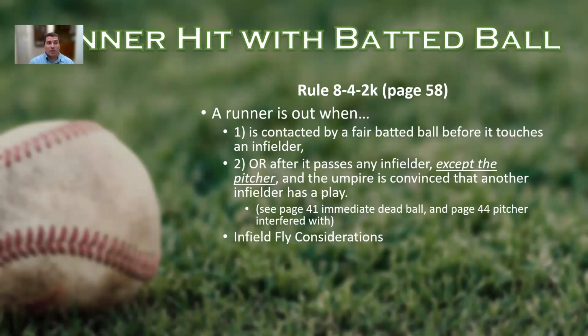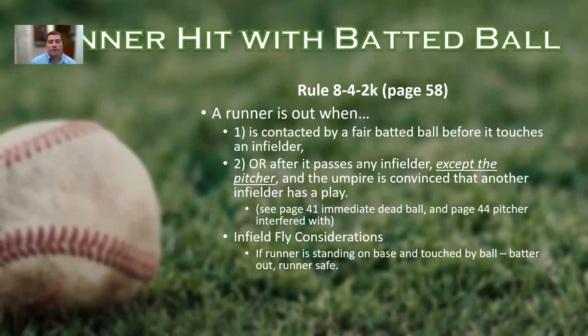So if a runner gets hit with a fair batted ball, he is out if it is touched before it passes or touches a fielder. But if you, as the umpire, are convinced that another infielder has a chance at the play, that is when we call it. It is a dead ball, you call time, and you point to the runner, and he's out. Any other runner goes back to the base they were at at time of pitch, and then the batter-runner gets awarded first base, and that's because the play's dead, okay?